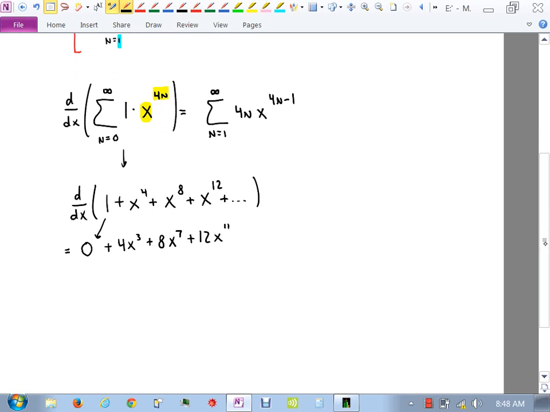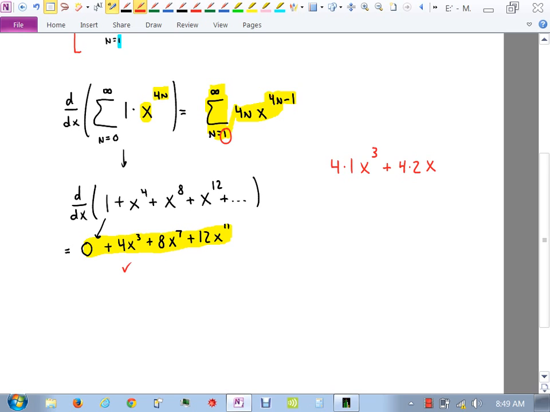Now let's check that what we get here is this summation right here. Let's just verify that those are the same. So let's just try this. Let's let n be 1 here. If n is 1, we get 4 times 1, x to the 4 times 1 minus 1, that's 4 minus 1 is 3, so we get 4x cubed. That's that term. Plus, now let's let n be 2. We get 4 times 2.